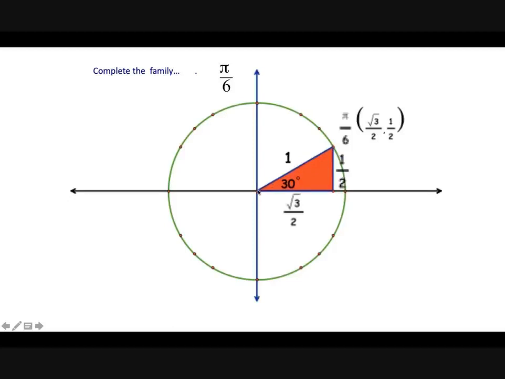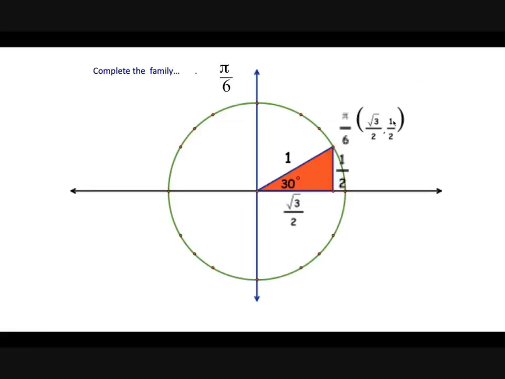This is because a coordinate is the distance that your point is from the origin. So here, you've gone over the square root of 3 over 2 for your x value, and then you've gone up 1/2 for your y value. And that's how we get this coordinate.